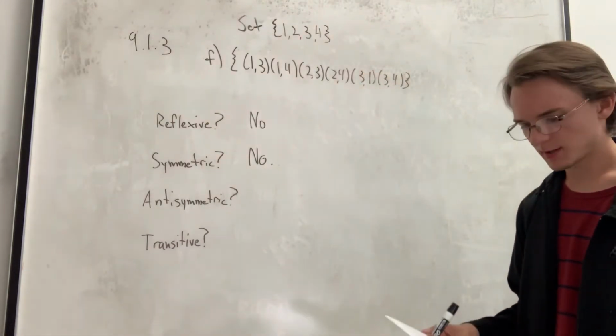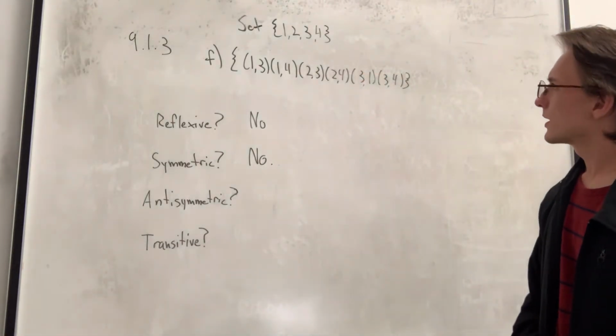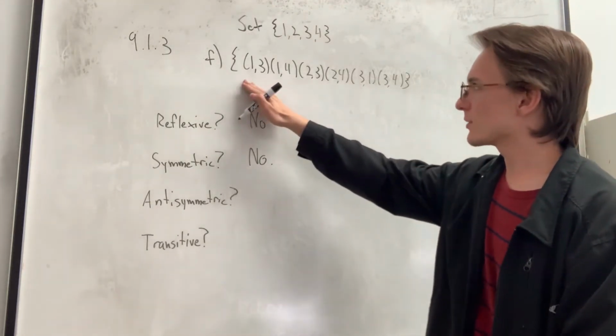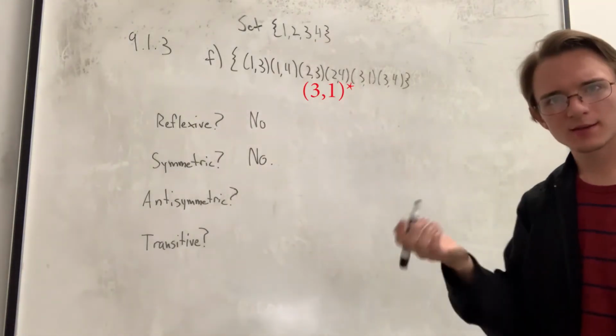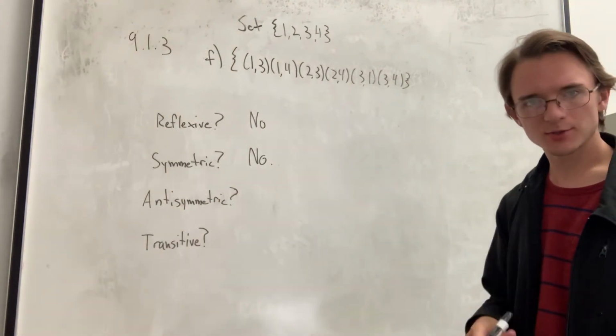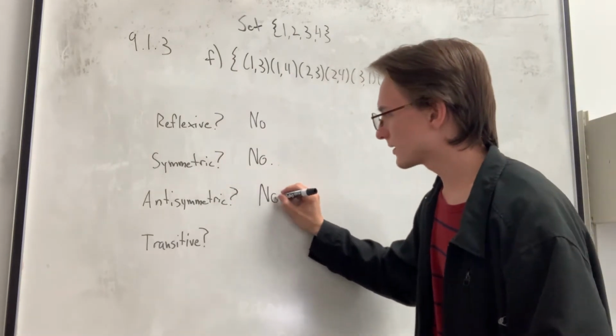Is it antisymmetric? Well, it's also not antisymmetric because it has 1 comma 3 and 3 comma 4, so it fails to be antisymmetric in one case. There's a hint of symmetry in there. So no, it is not antisymmetric.